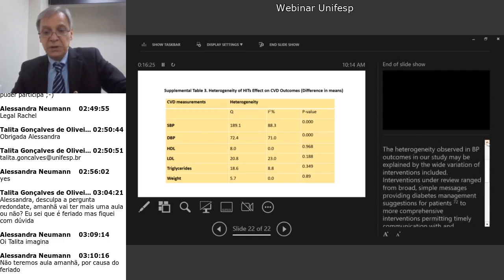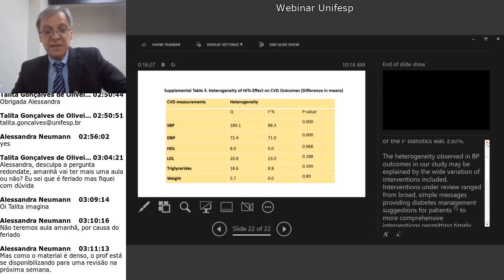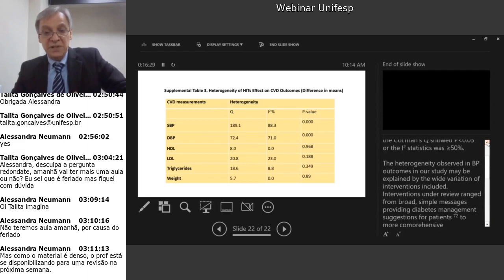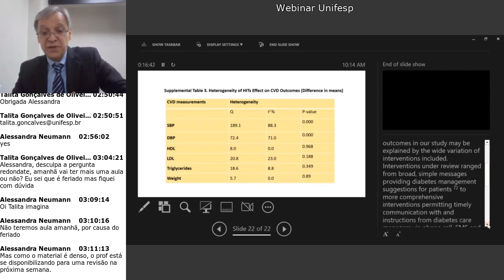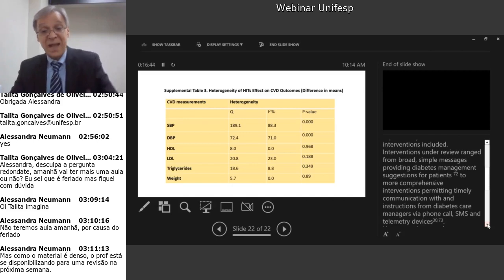I wonder if I should leave, yeah. When I copy this into a PDF, I'm also going to leave on the side an extra page with some notes so you can read it. For instance, the note here, I wrote that the heterogeneity observed in BP outcomes in our study may be explained by the wide variation of interventions included. And this helped me to write the paper when I was writing those notes.